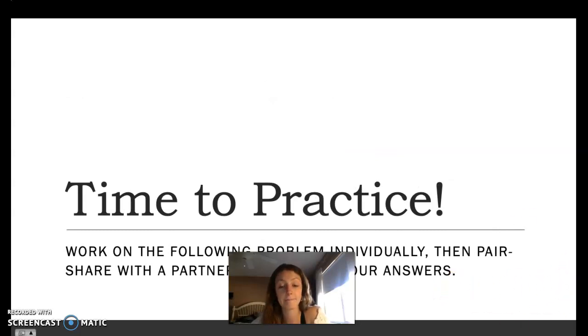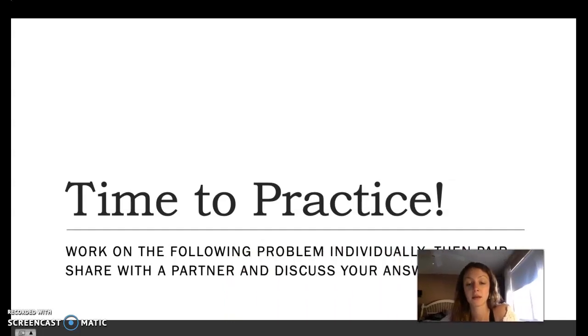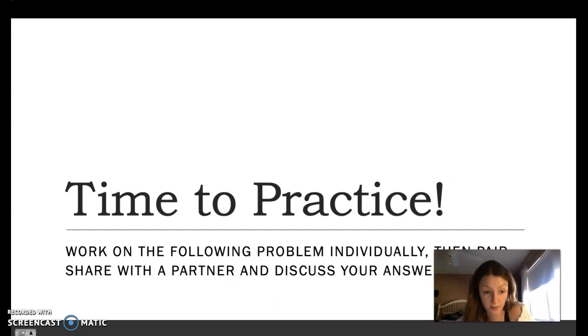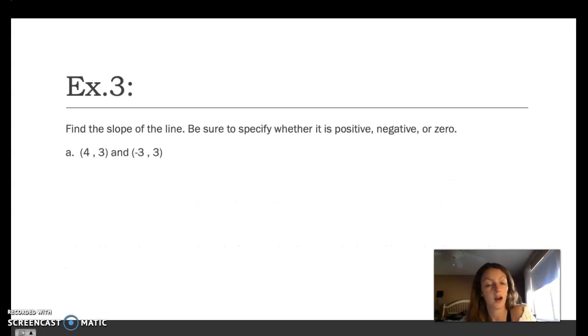So, the following problem, I want you to work through it individually, because when we come into class on Monday, I want you to pair up with a partner, and we're going to discuss how we went about this problem, but in the meantime, work on it by yourself. All right, find the slope of the line. Be sure to specify whether it is positive, negative, or a 0 slope. So here are your 2 points. I want you to use the slope formula and get ready, set, go.